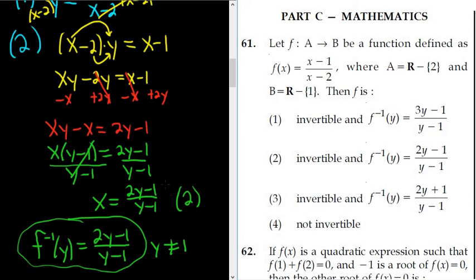That's it. This is a problem from JEE, the exam, the online version. That's it.